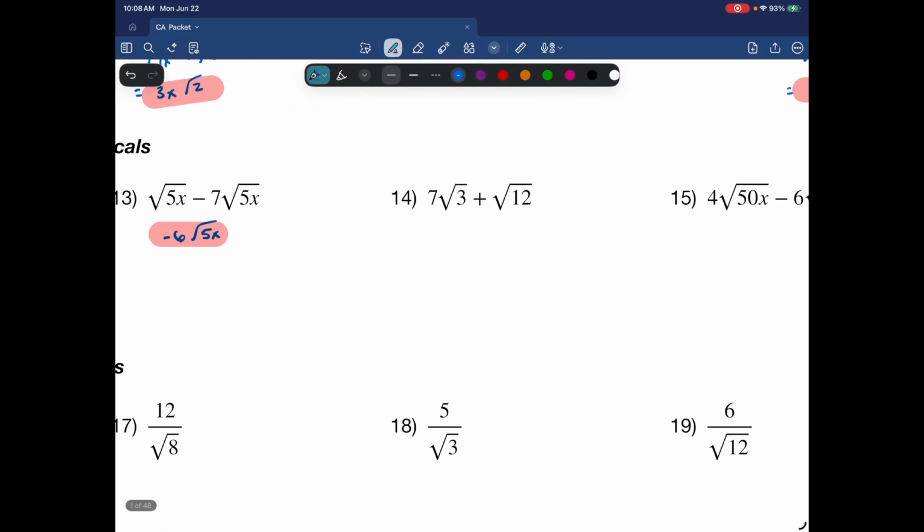On 14, 1 square root of 3 and 1 square root of 12. So I need to simplify, and that's where the previous problems where we simplified come into play. So that's 7 square root of 3 plus, that's going to be 4 times 3. So that's going to be 7 square root of 3 plus 2 radical 3. Now I have simplified radicals. I have the same radical, and so 7 plus 2 is 9. So it's 9 radical 3.